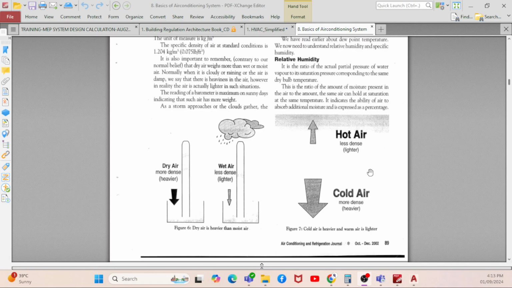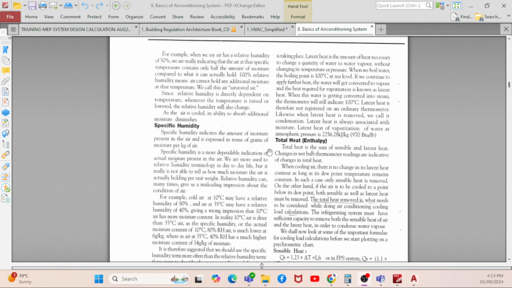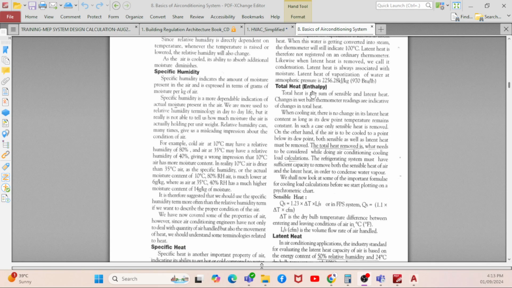So all these things, the basic information, are given in the basics of air conditioning. You will be able to read it. Try to understand what is specific humidity, what is enthalpy. We will talk about more in coming days. Enthalpy is nothing but energy, right?